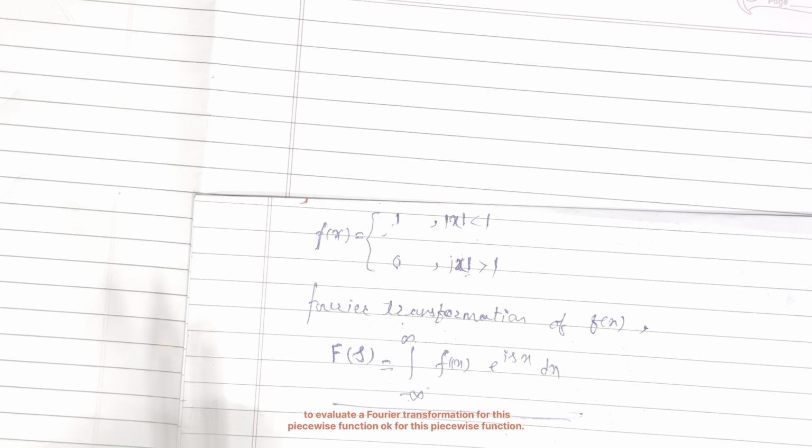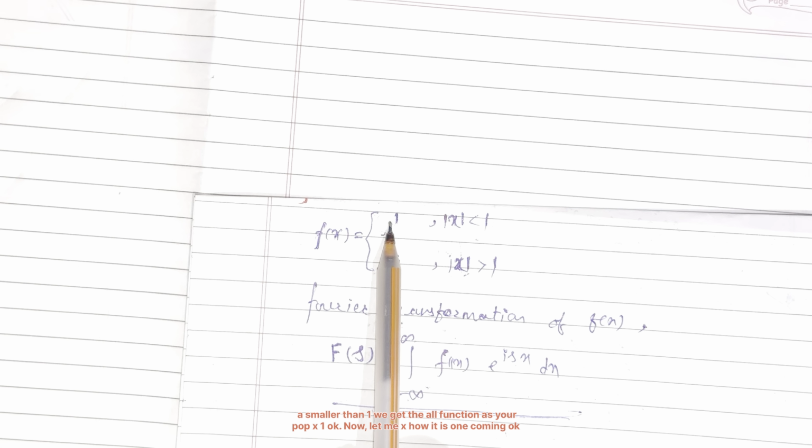For this piecewise function, first of all we go for understanding these intervals. These intervals are very important here. Now let me explain. For modulus of x smaller than 1, we get the function f of x as 1. Let me explain how this 1 comes. Modulus of x is smaller than 1, that means x has a positive or negative value which is smaller than 1.